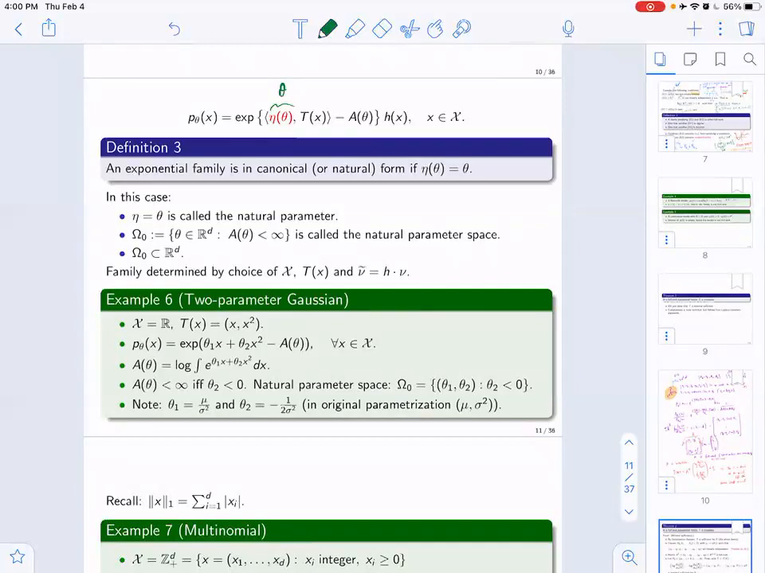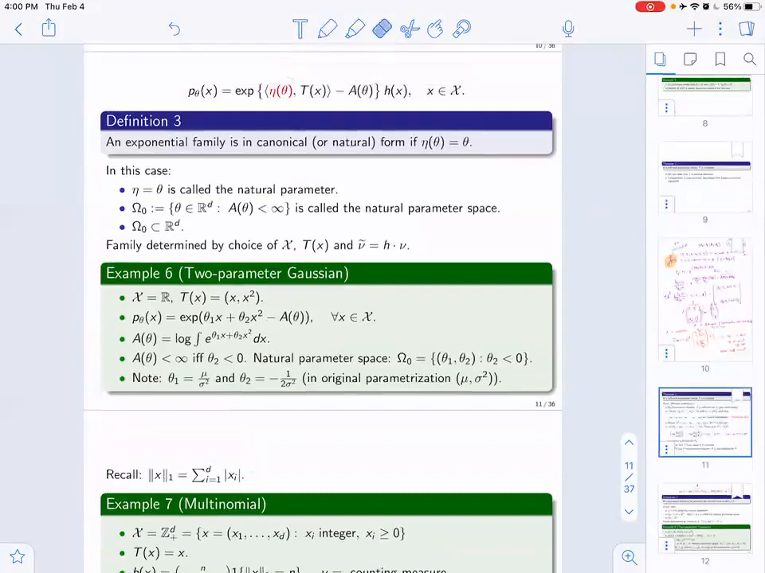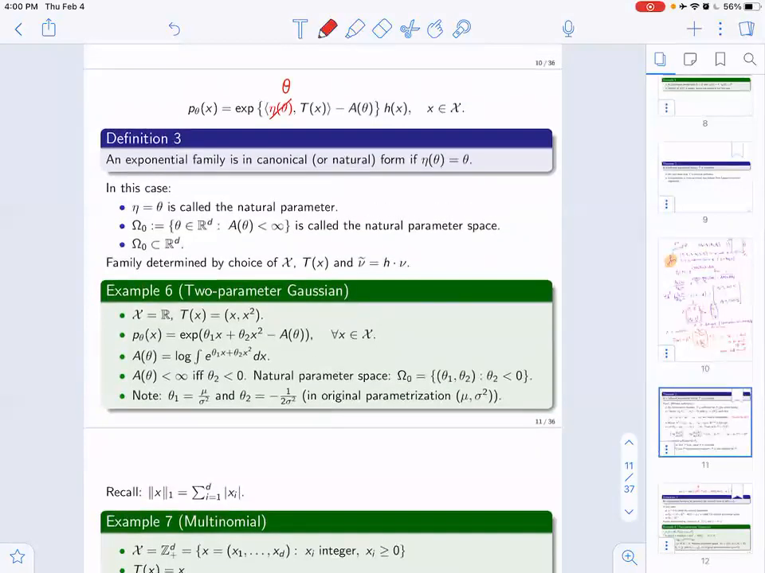So either way, you can think of this as the case of a natural parameterization or canonical parameterization. Instead of working with that parameterization, we just work with this natural parameter. Oftentimes the properties of the family are easier to understand in this case. In general, the parameter space in this case is called the natural parameter space.